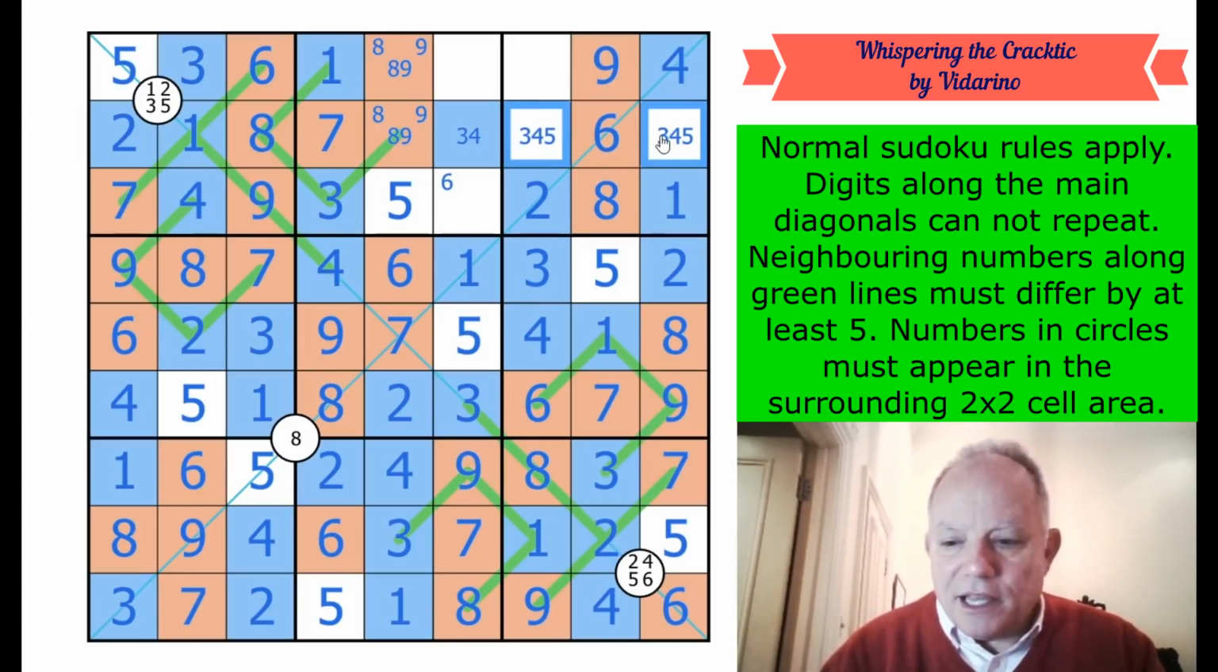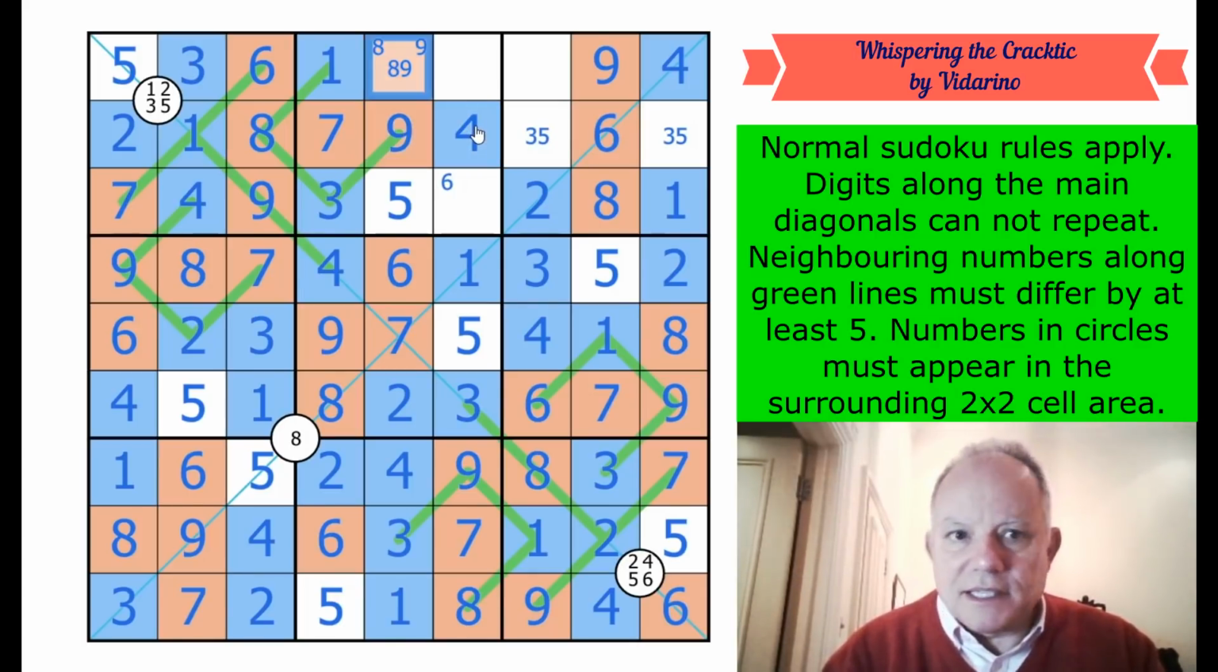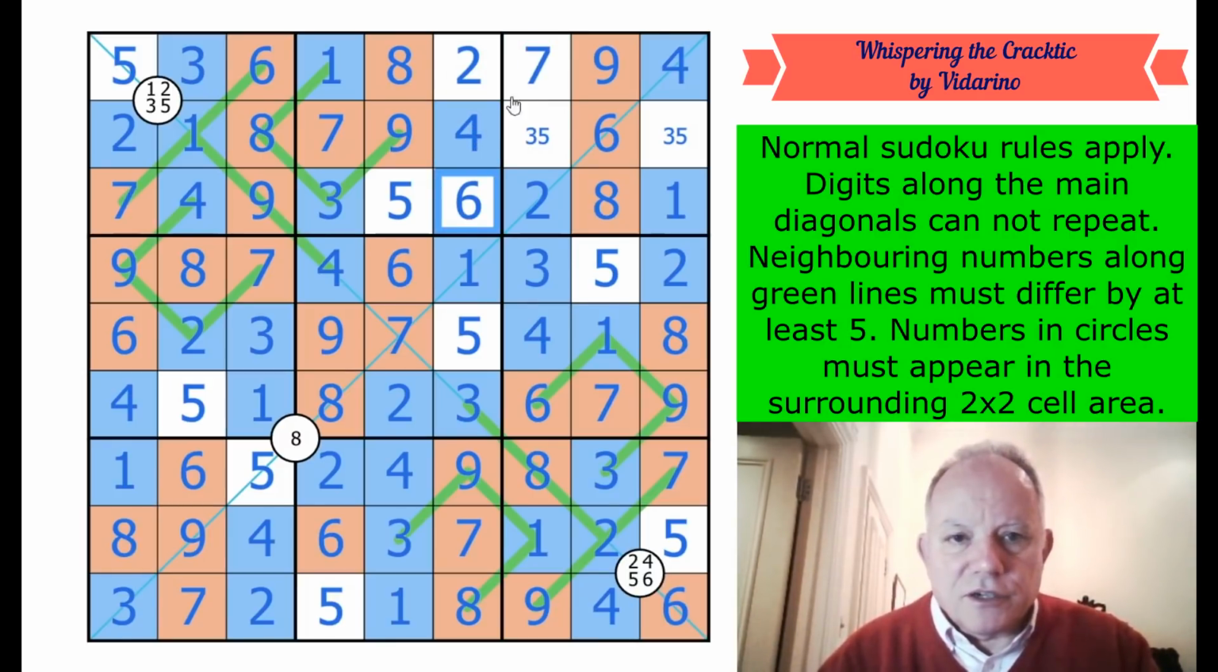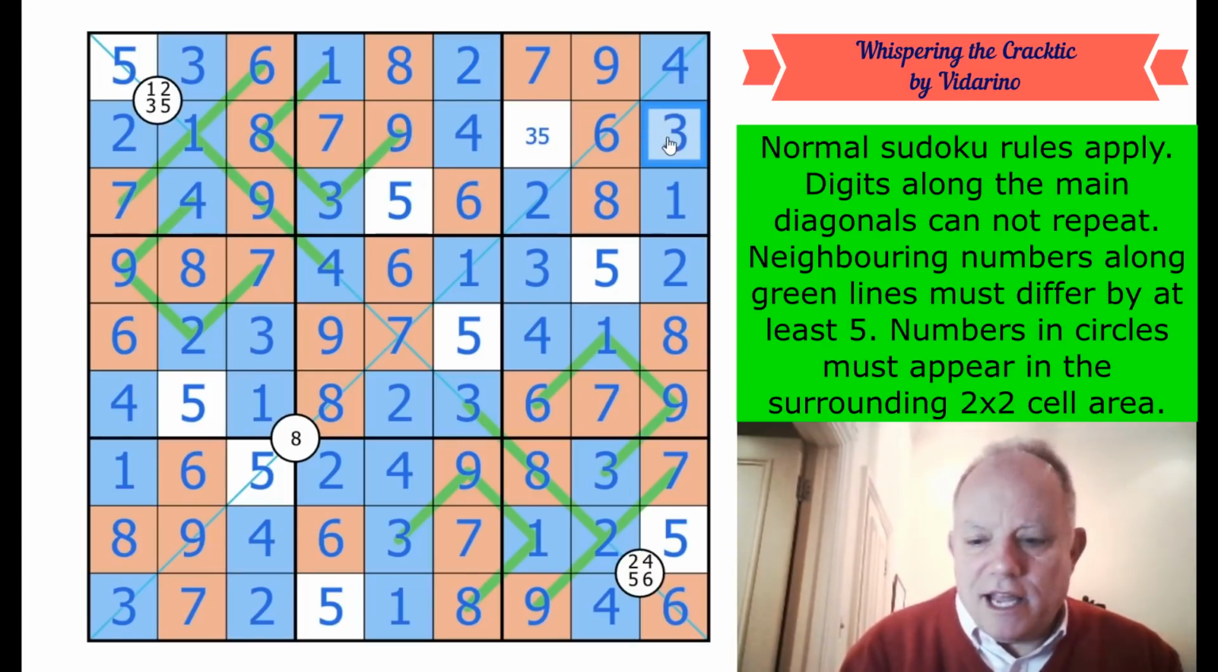This is a 3, 5 pair, so this is 4. That's a 9. That's an 8. 2 and 7 can go in. Let's do the colouring before I finish off the last couple of digits. Those have to be blue, and therefore 3 and 5.